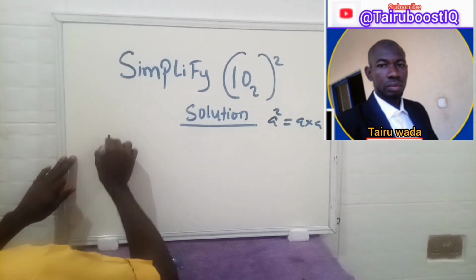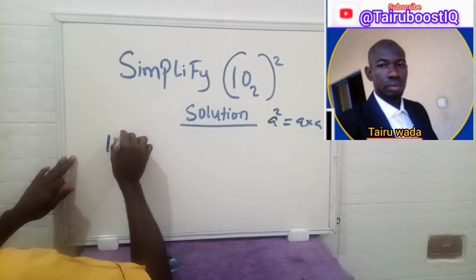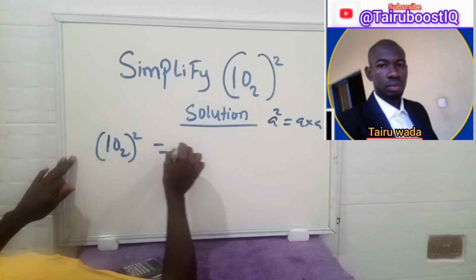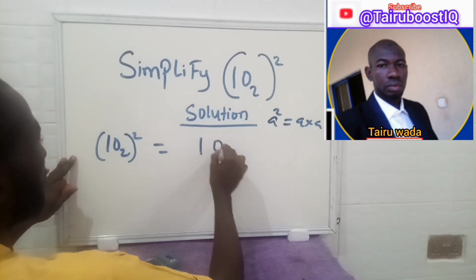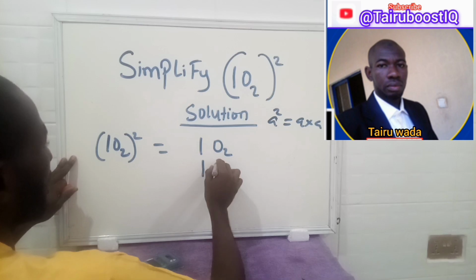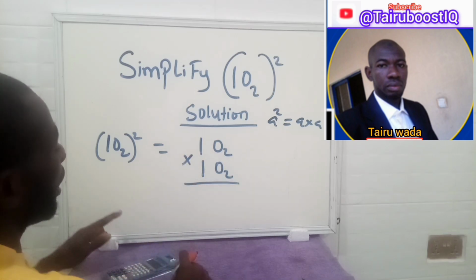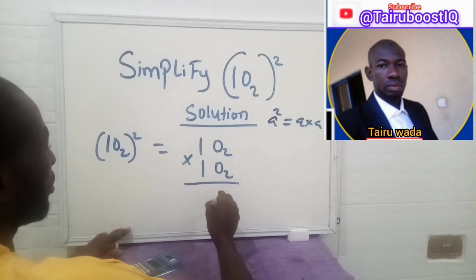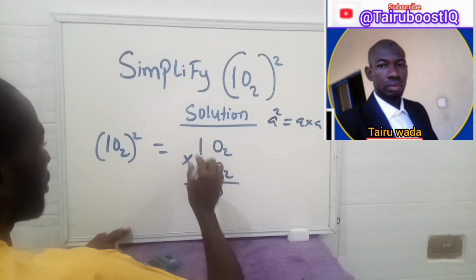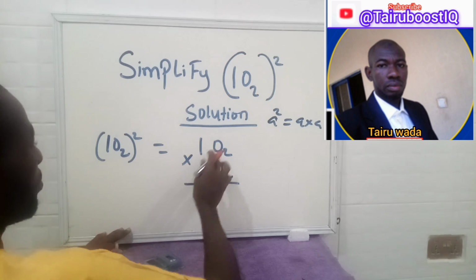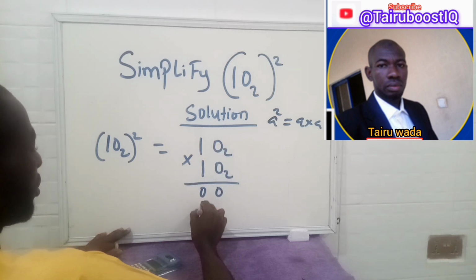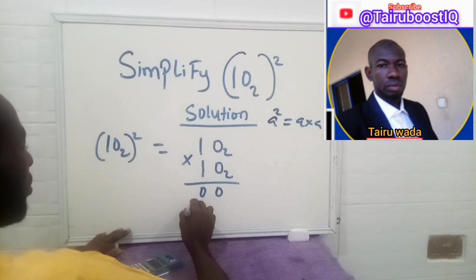So that means 10 in base 2, all raised to power 2, should be equal to 10 in base 2 times 10 in base 2. And how do we multiply them? 0 times 0 will give us 0. 0 times 0 will give us 0. 1 times 0 is 0. And 1 times 1 is 1.